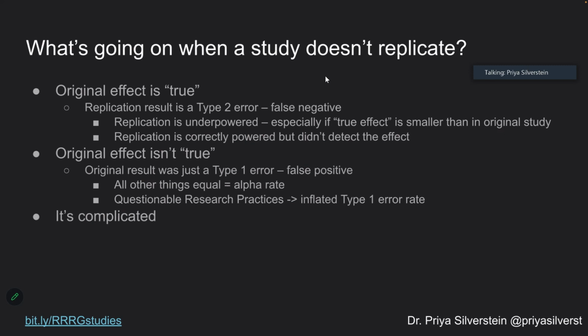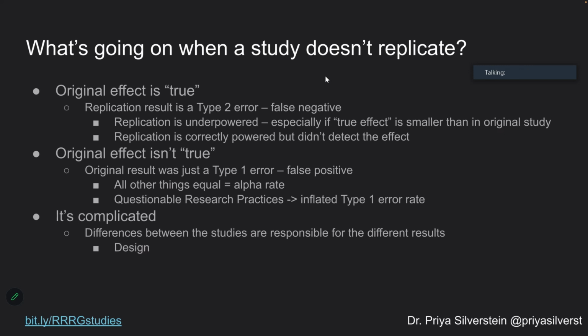But it also doesn't have to be either of these dichotomous things. It can be that it's complicated. So differences between the studies could be responsible for the different results. Differences in the design, in the participants or the sample used, and in the analysis can all be responsible for getting different results in two studies.